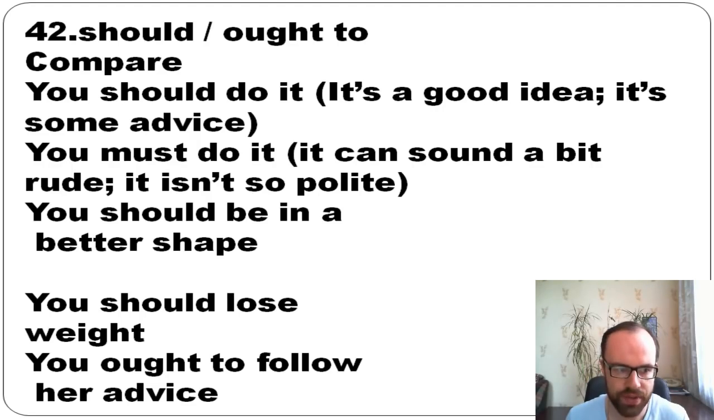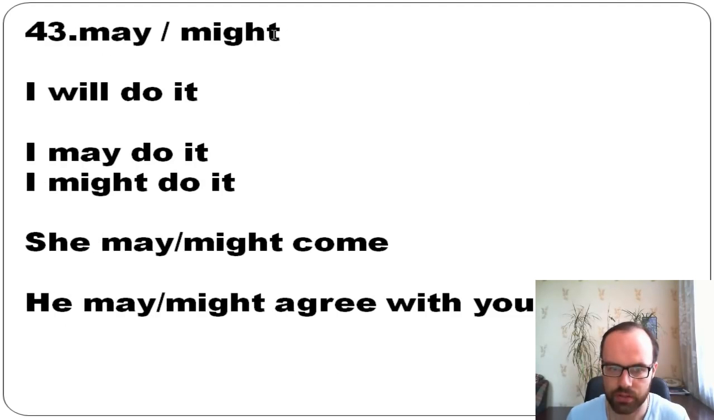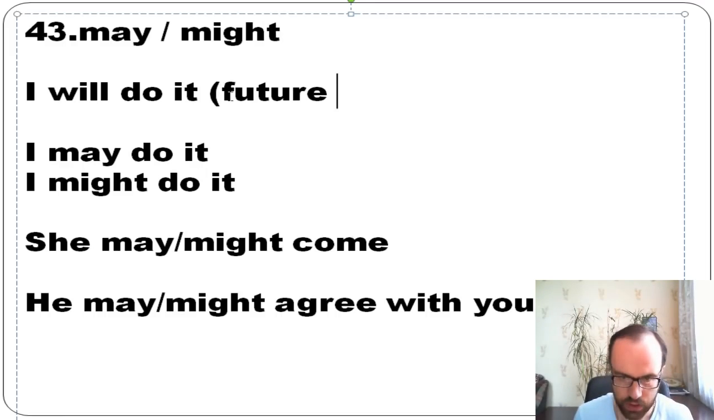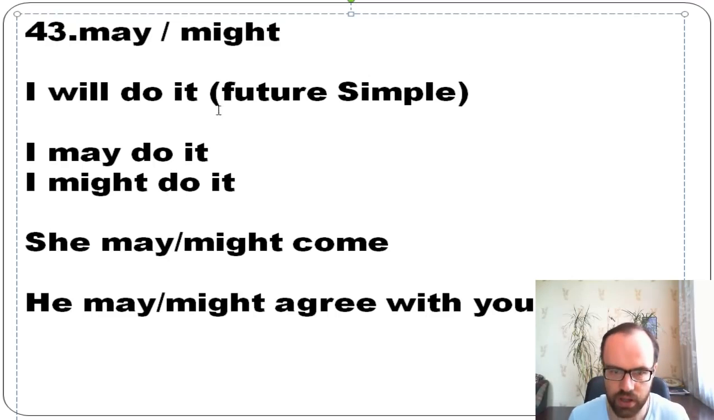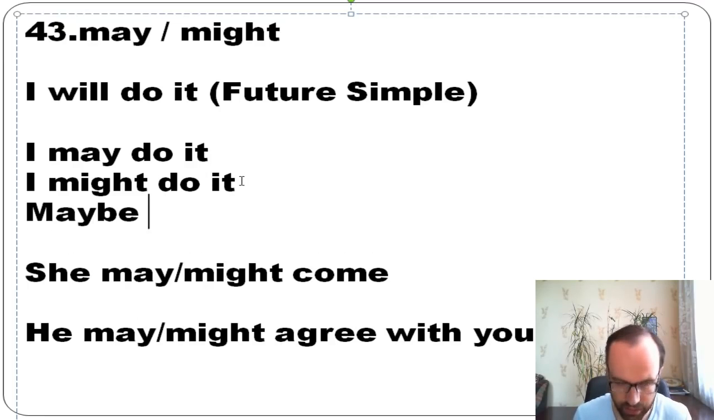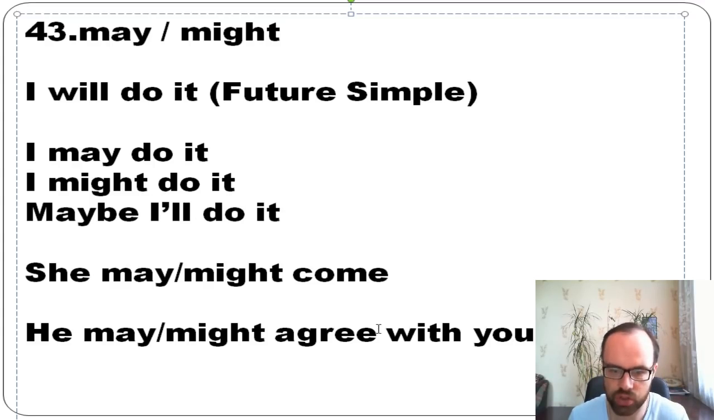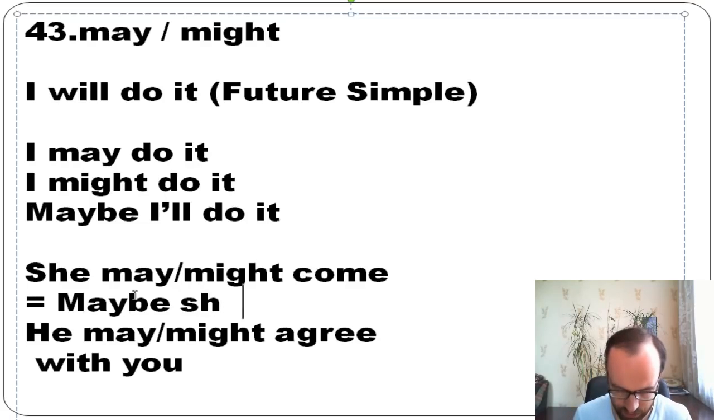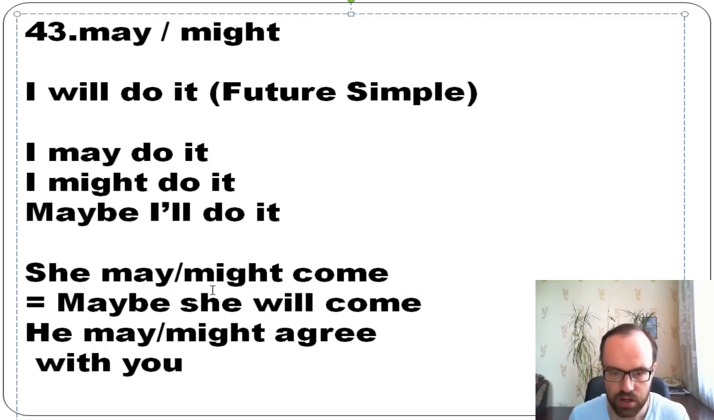Okay, so next. May or might. I will do it, so it's future simple. Okay, and you can hear I may do it or I might do it. It means maybe I'll do it. She may come or she might come. Maybe she will come. He may agree or he might agree with you, so it's the same thing. Maybe he will agree with you.